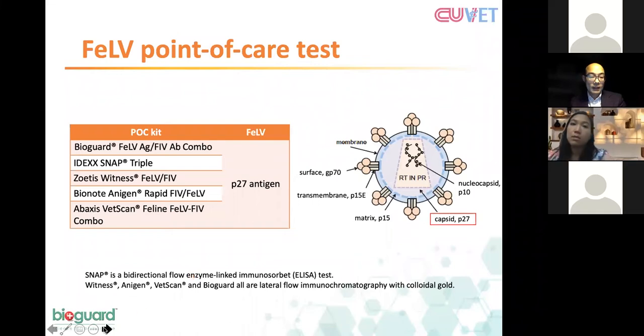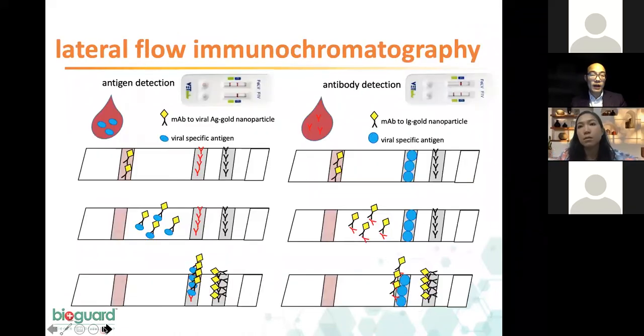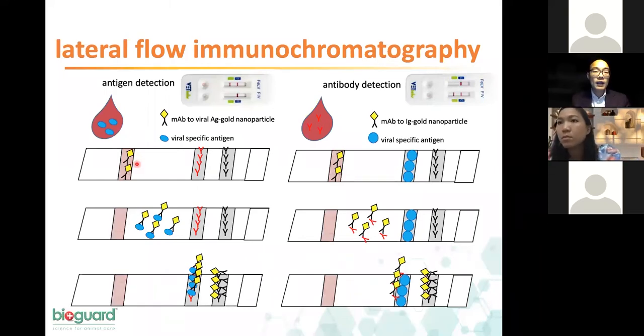So next, let me give you some background about the different types of point of care tests that we use in the clinic right now. The first one is lateral flow immunochromatography, the most popular format, I would say. The lateral flow immunochromatography format can be used to detect both the antigen and also the antibody. So let me start with the antigen detection format on the left side of the screen.